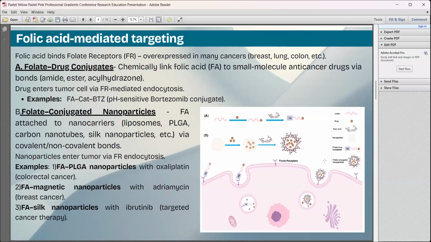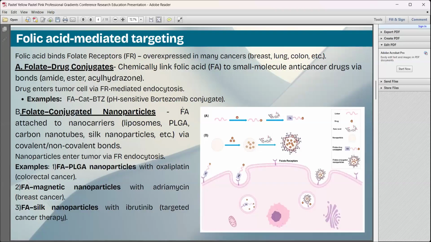So it acts in two ways. First is folate drug conjugate. In this, the amino group of pteridine folate is linked to the small molecule drug through chemical bonds such as amide, ester, and then they deliver the drug to the targeting cell.